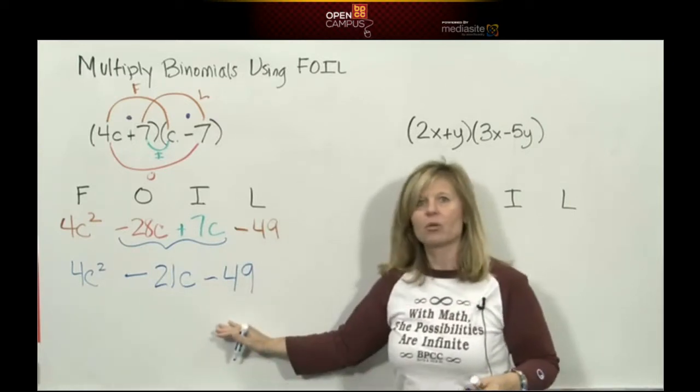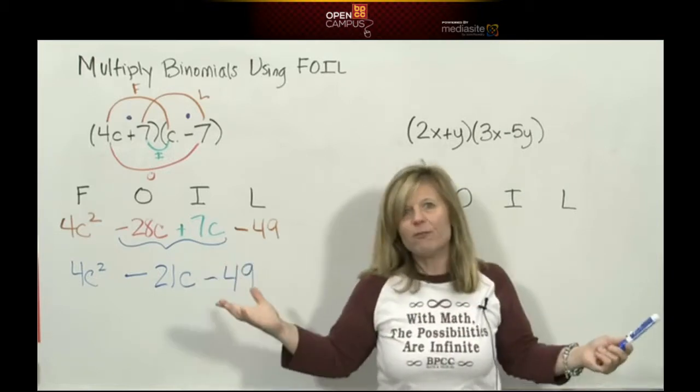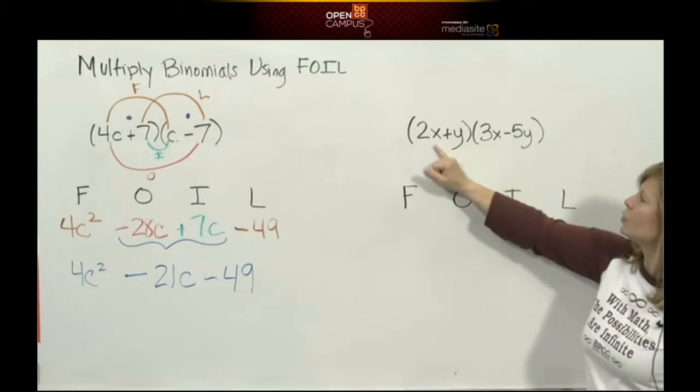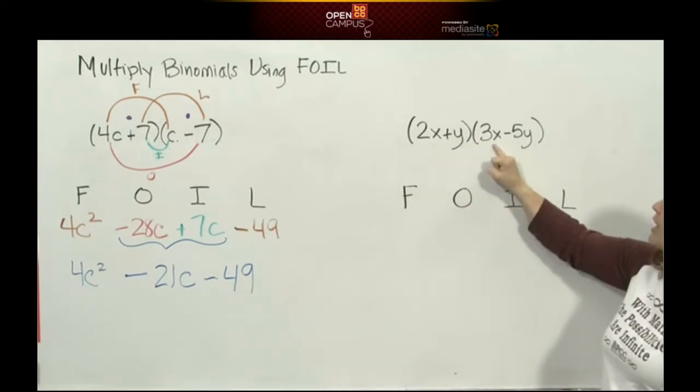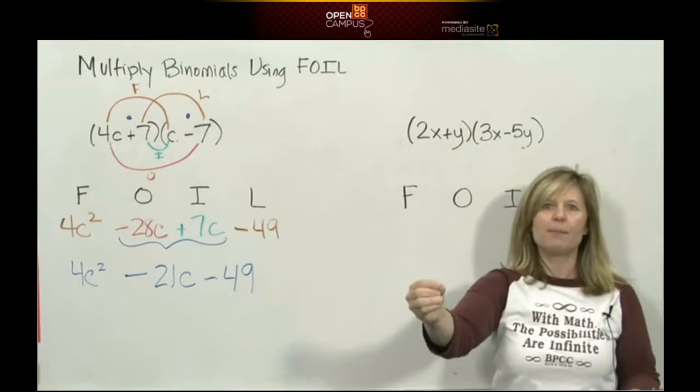Is our answer in the correct descending order? Yes, it is. We've done it correctly. See how easy FOIL is? Let's try one more quickly. So I have 2x plus y, 3x minus 5y. Two terms, two terms. A binomial times a binomial.